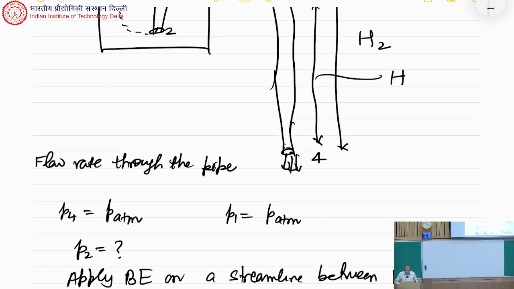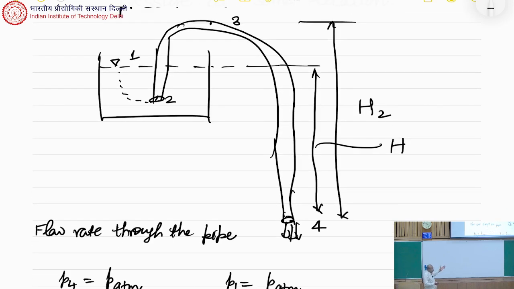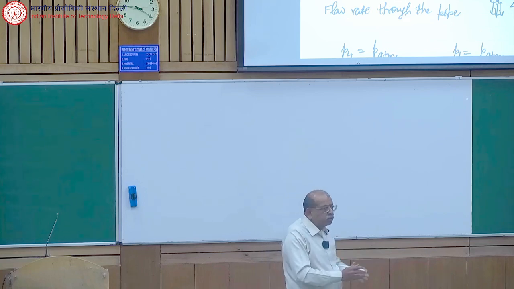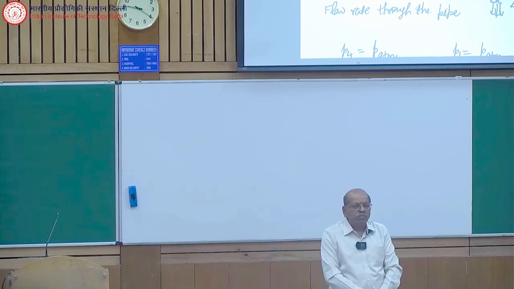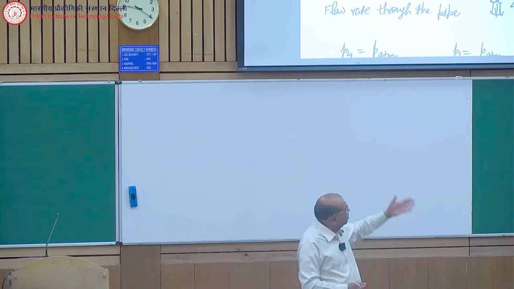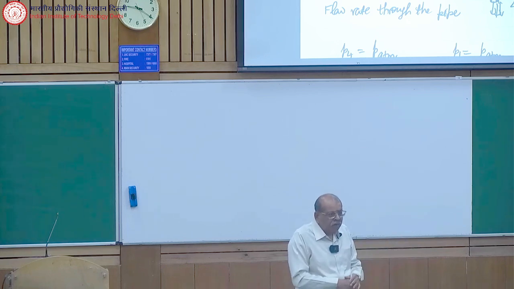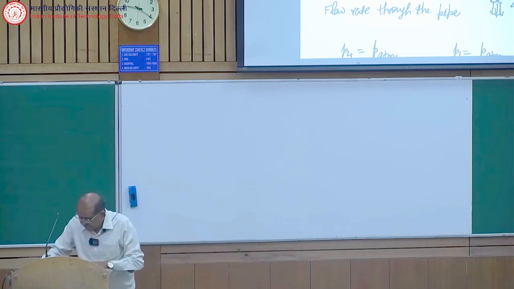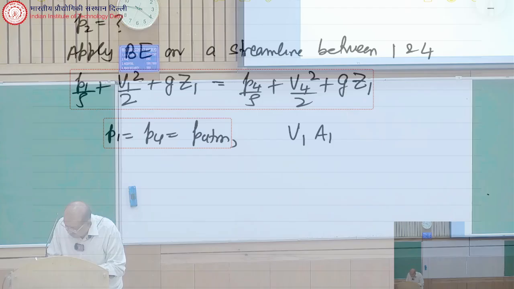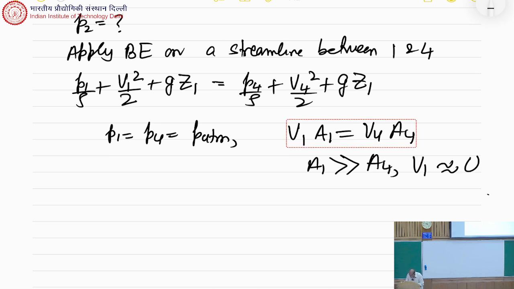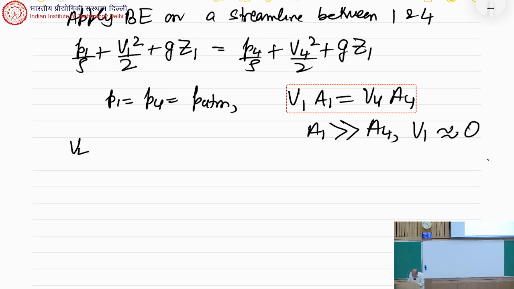And for V1, we will use the continuity equation. V1 A1 is equal to V4 A4. And assuming A1 is very large, we can assume that V1 is nearly 0. Otherwise, in other situations, you will use V1 A1 is equal to V4 A4, and that will give you a relation between V1 and V4. So here, since A1 is much bigger than A4, we will assume that V1 is nearly 0. So from here, we can get V4.